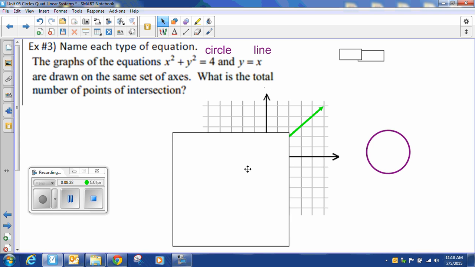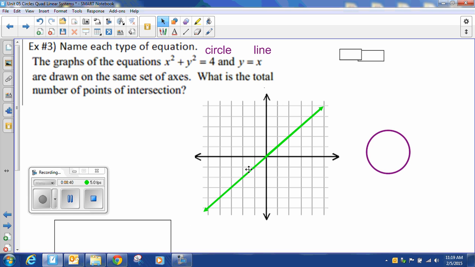We know that y equals x is this line. It's the diagonal line. Because if x is 3, then y is 3, right? If x is 4, then y is 4. If x is 0, then y is 0. In other words, these are all the points for this equation. That's why we have this diagonal line that goes this way.